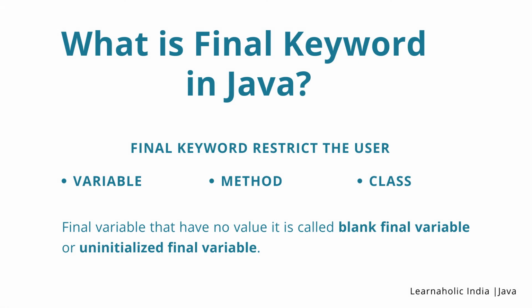First of all, the question arises, what is the final keyword in Java? The final keyword in Java is used to restrict the user. The Java final keyword can be used in many contexts. Final can be used as a variable, method or class. The final keyword can be applied with variables. A final variable that has no value is called a blank final variable or an uninitialized final variable. It can be initialized in the constructor only. The blank final variable can be static also, which will be initialized in the static block only.